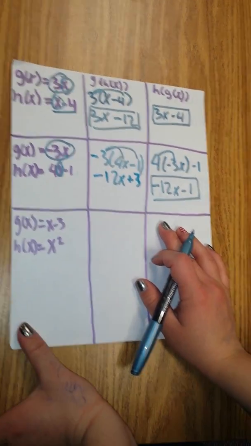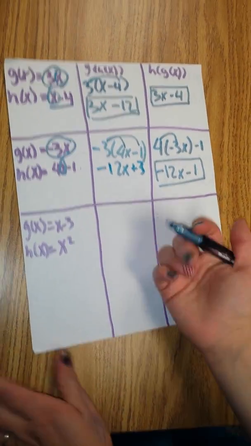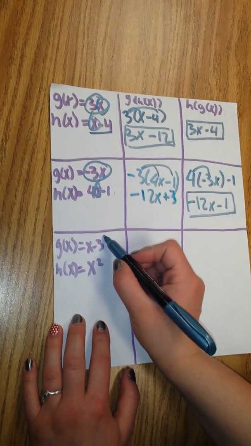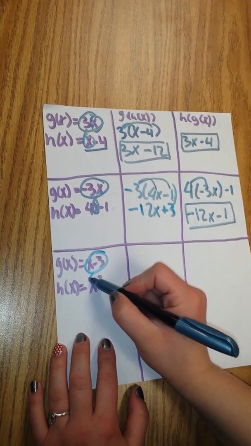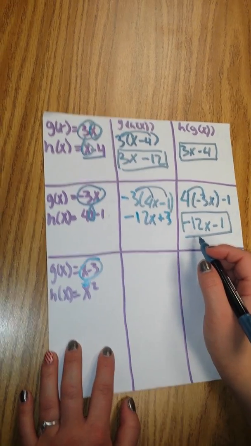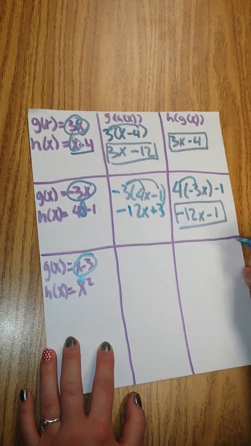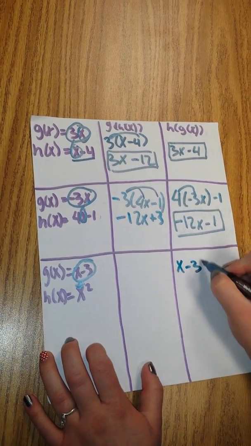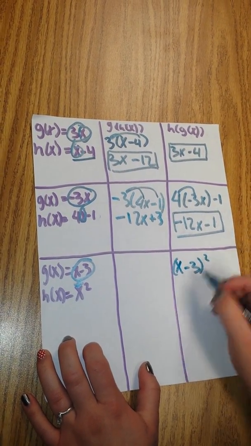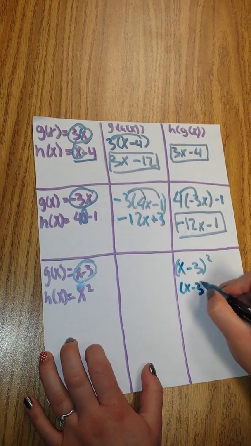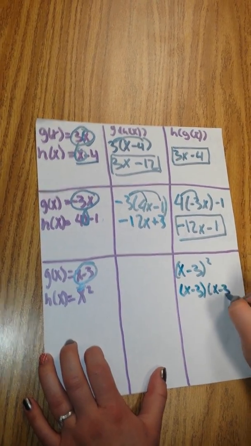And then you'll do the same thing down here. Again, you're just plugging negative 3 in for the x. And so you get x minus 3 squared. And then because it's squared, you'll write it like this, x minus 3, x minus 3.